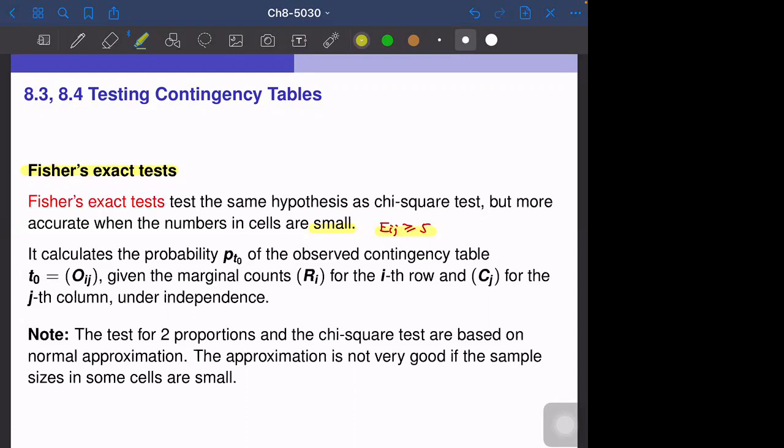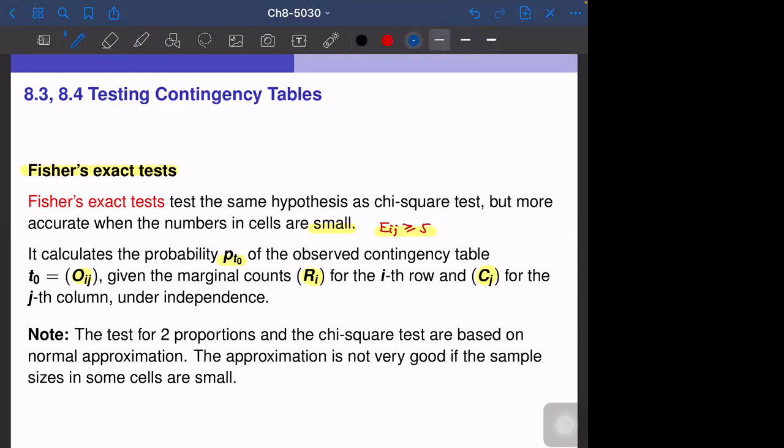Fisher's exact test is based on slightly different assumptions, but basically it calculates the exact probability. So for a small table, it is considered more accurate. And the idea is here: it calculates the probability for each table, given the marginal counts Ri for the ith row and Cj for the jth column, under independence. So for each table, we calculate the probability and then see how plausible it is.